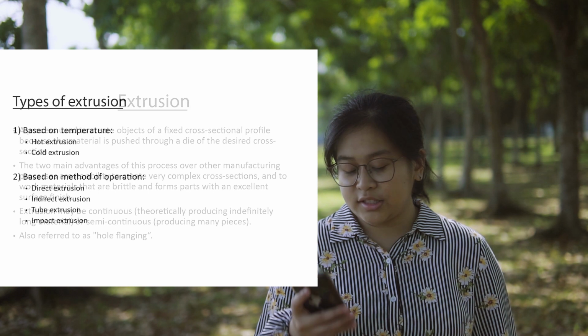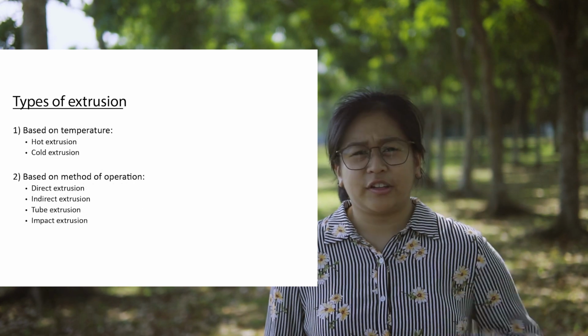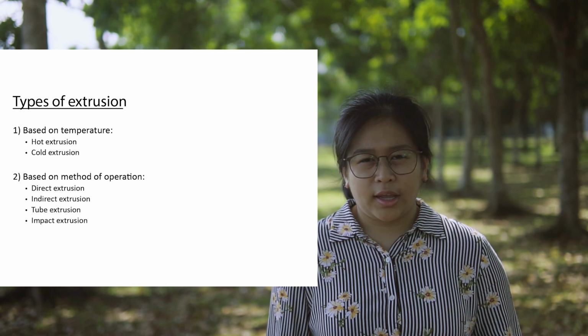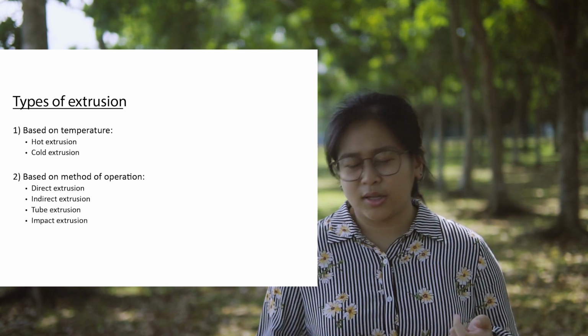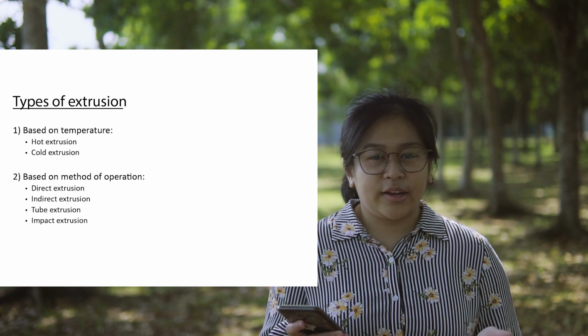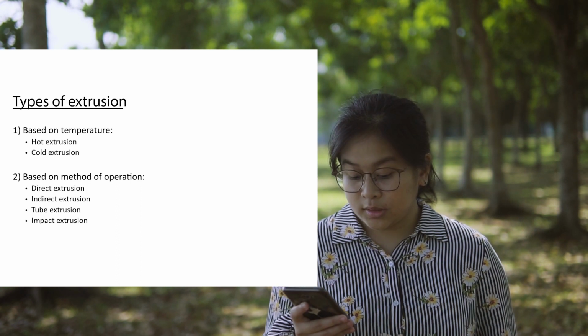Moving on to the types of extrusion, there are 2 types. One is based on temperature, which are cool and hot. Number 2 is based on method of operation, which are direct, indirect, tube and impact.